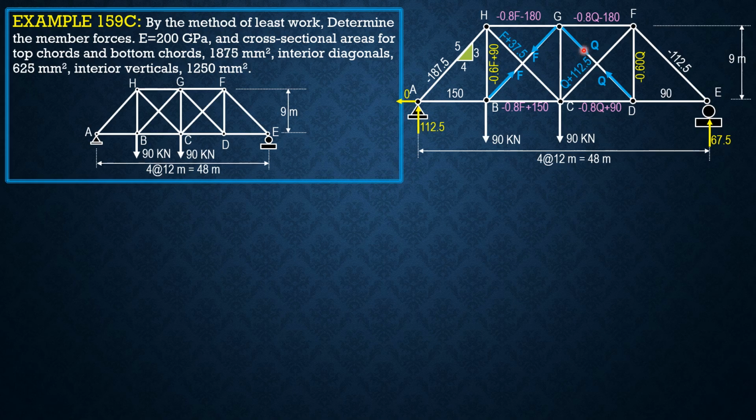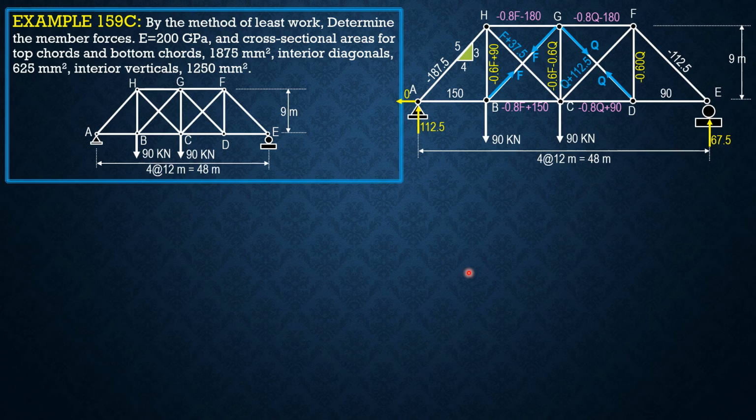You then proceed to joint G, summation of forces vertical, to solve for CG, and it is negative 0.6 F minus 0.6 Q. Then you check summation of forces horizontal if it is really 0, and definitely it will be 0. I already checked it. At C, we also check equilibrium, summation of forces horizontal if it is 0, and summation of forces vertical, to make sure that the result is in equilibrium.